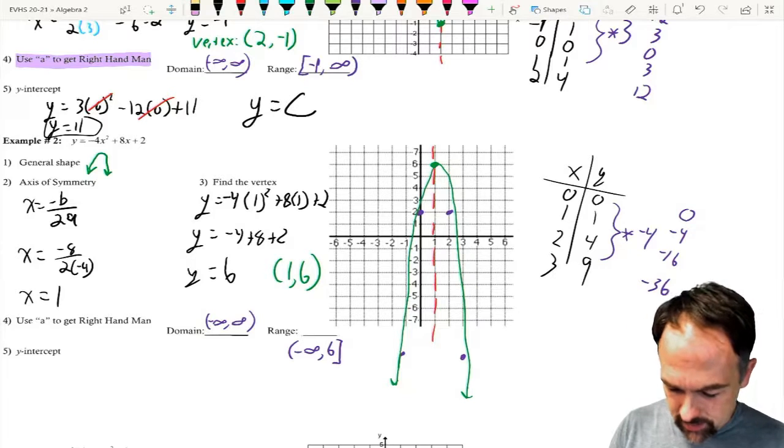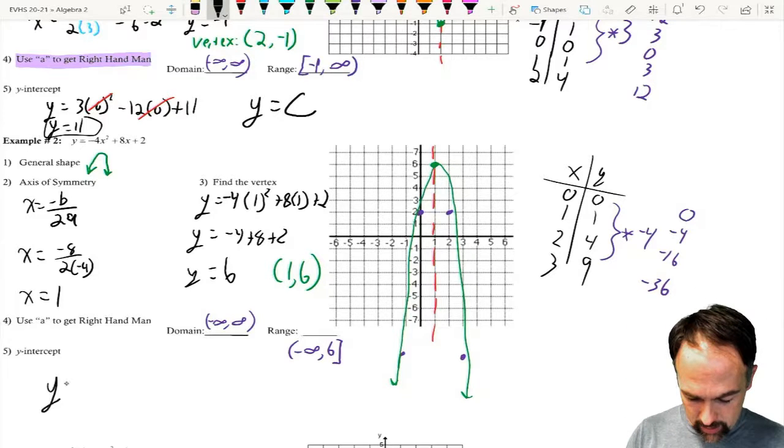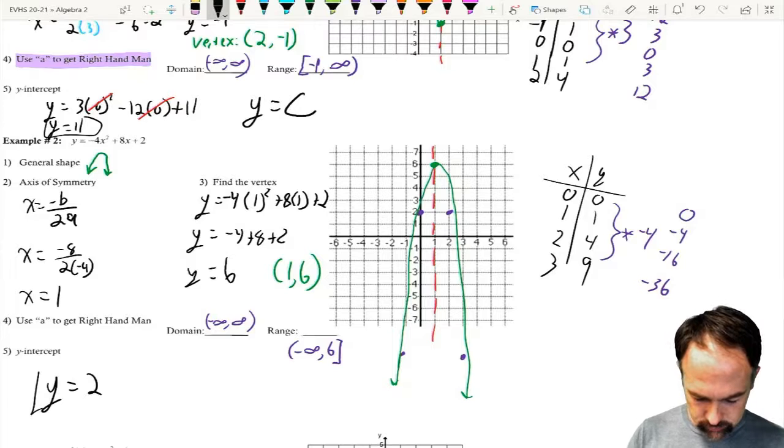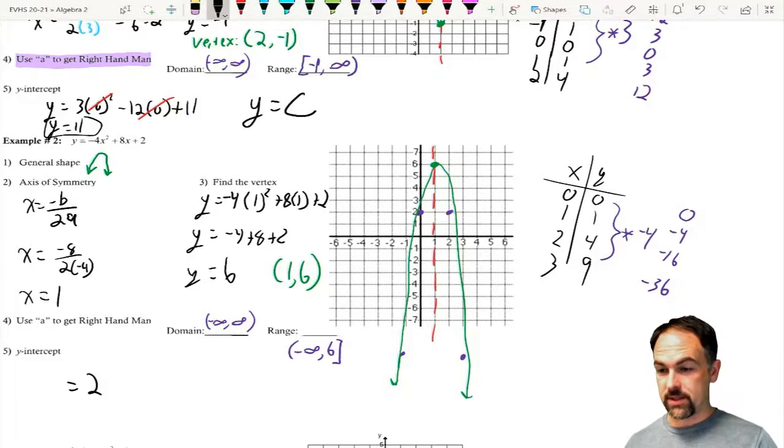Now, y-intercept, again, that happens just at y equals c, so that's at y equals 2. Sure enough, crossed at 2. That's exactly what we were expecting.